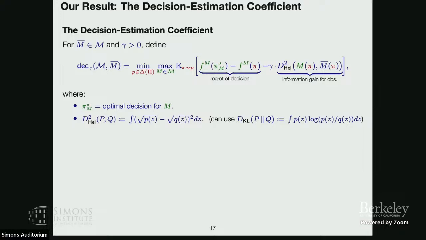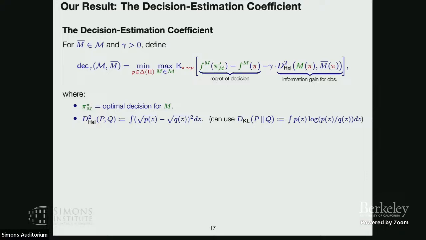Okay, that was a bit of a mouthful, so let me say this more succinctly. This is a min-max problem where the learner is trying to select a distribution over decisions such that, in the face of an unknown environment, they want their regret to be balanced by information gain, which I think is pretty natural. The parameter gamma here is just modulating this trade-off: how much do you care about regret versus information gain?